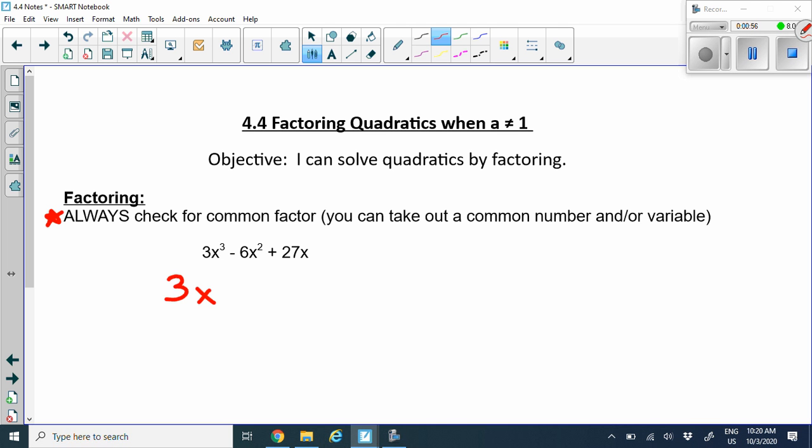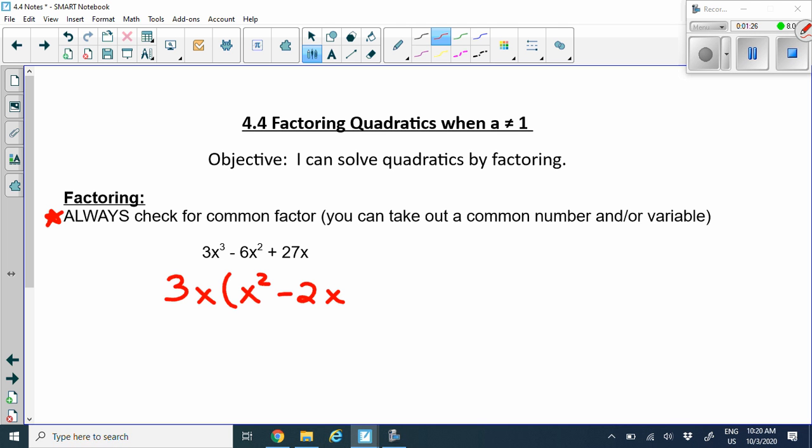So now I'm going to rewrite my trinomial here. Remember, what does trinomial mean? 3 terms. Okay, so with the numbers, you can divide. So 3 divided by 3, that gives us 1. Now, if I take an x out of the x cubed, that leaves me an x squared. What about negative 6 divided by 3? Well, that gives me negative 2. x squared divided by x gives me another x.